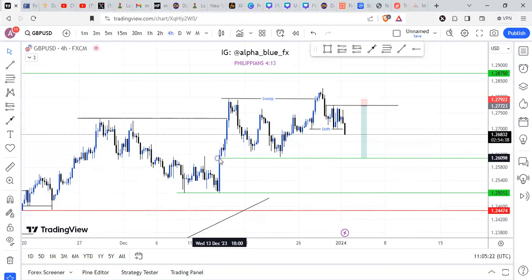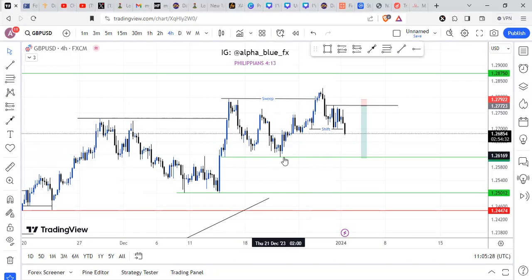Then if you also look again, you see that we have something like an equal low right here. See this wick here, see this wick here. This is an equal low right here. And it's going to also attract price. This is the liquidity that will attract price, right?